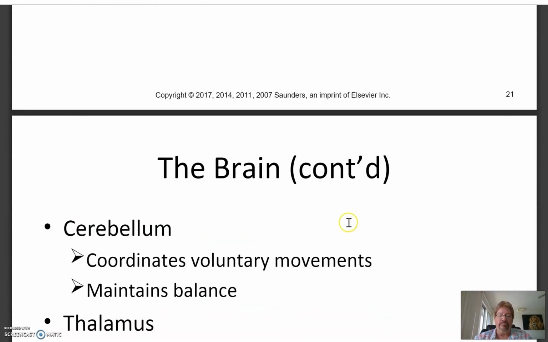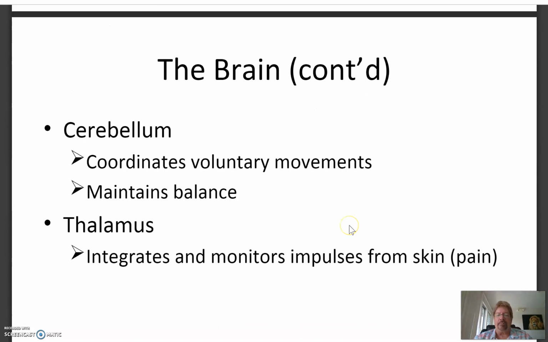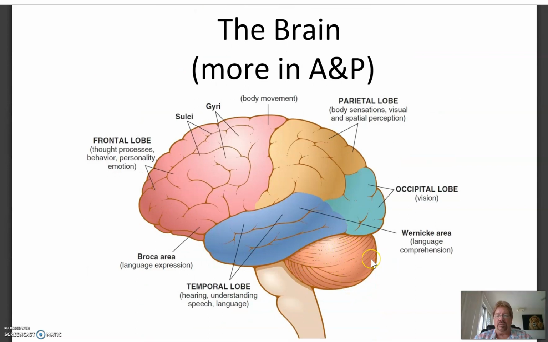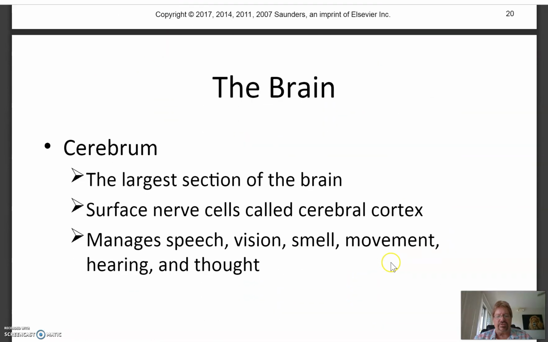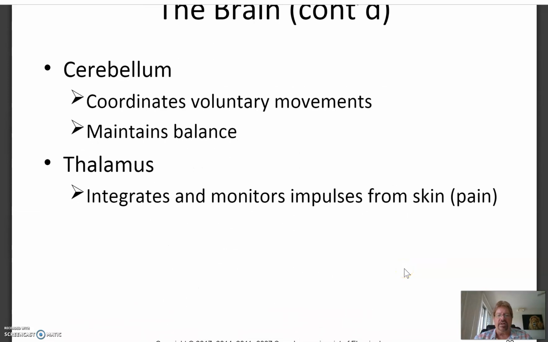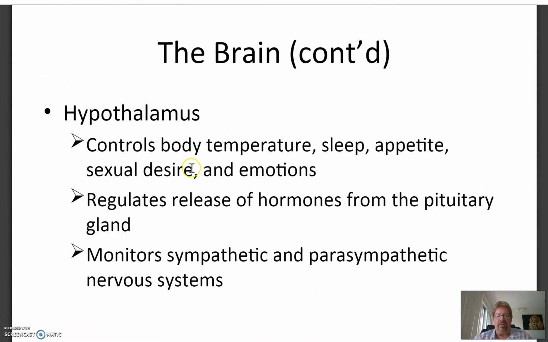And then there's the cerebellum. Again, the terms are pretty close, so try not to let it get you mixed up here. It coordinates voluntary movements and maintains balance. Real important. Thalamus integrates and monitors impulses from the skin or pain. It's just part of the internal portion of the brain.